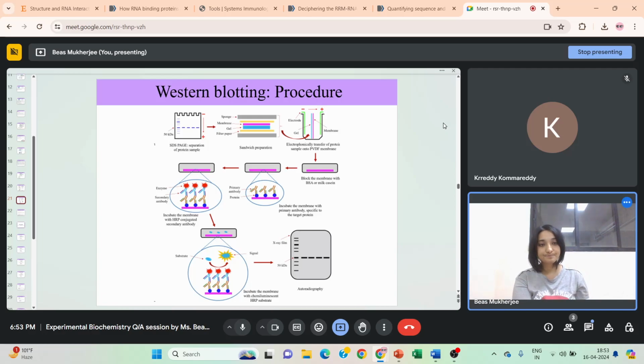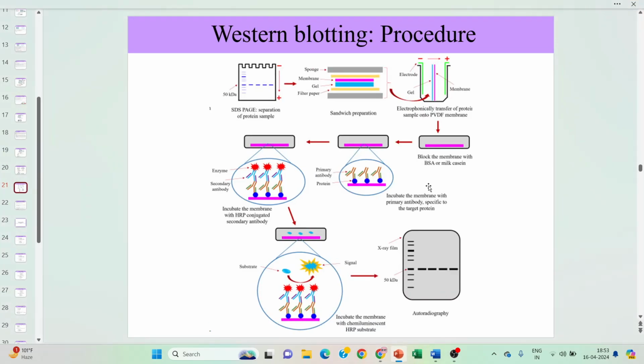The secondary antibody is containing the enzyme, and in this case it is horseradish peroxidase, which is an enzyme. And then what happens when you give the substrate? It is going to act on the substrate. It is going to give you a chemiluminescent product, and then through autoradiography, there is an X-ray film and you can see the different bands. So this is the entire story of your Western blot.